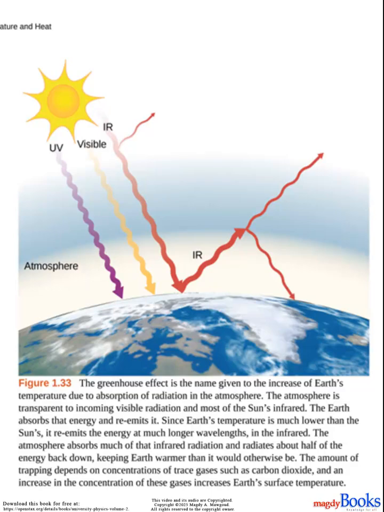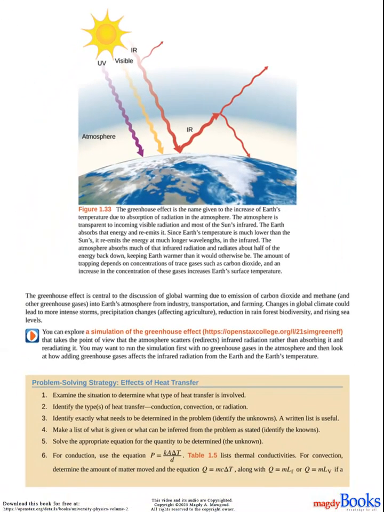The amount of trapping depends on concentrations of trace gases such as carbon dioxide, and an increase in the concentration of these gases increases Earth's surface temperature. The greenhouse effect is central to the discussion of global warming due to emission of carbon dioxide and methane, and other greenhouse gases, into Earth's atmosphere from industry, transportation, and farming. Changes in global climate could lead to more intense storms, precipitation changes affecting agriculture, reduction in rainforest biodiversity, and rising sea levels. You can explore a simulation of the greenhouse effect.